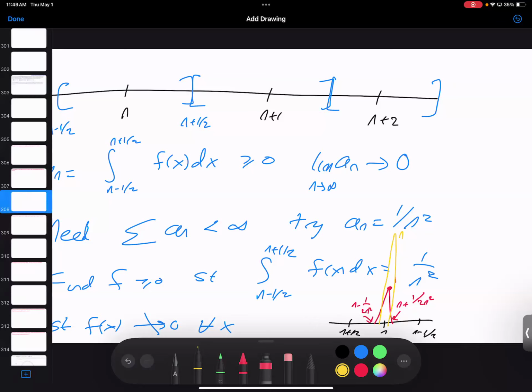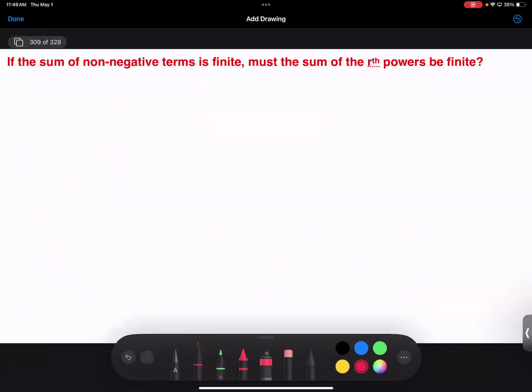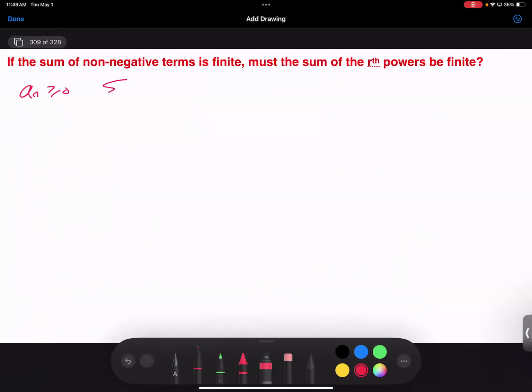Okay. So the next question, if the sum of non-negative terms is finite, must the sum of the rth powers be finite? So a_n greater than or equal to 0, sum of a_n is finite. What about the sum of a_n to the r? What is r? Is it an integer? I have not said what r is. r is greater than 1.